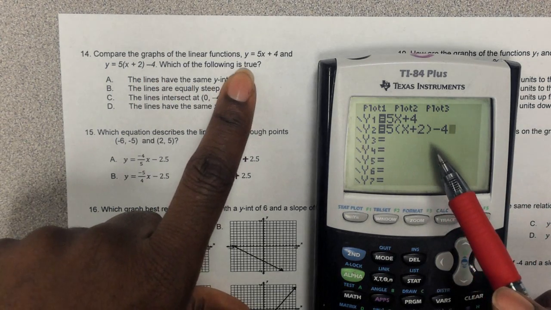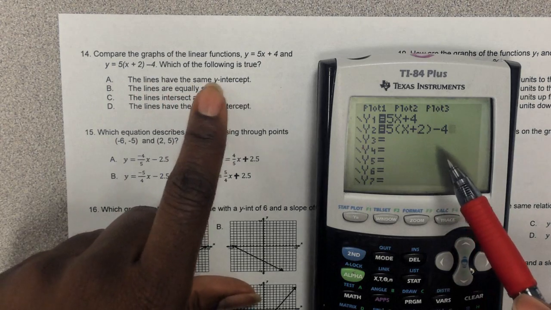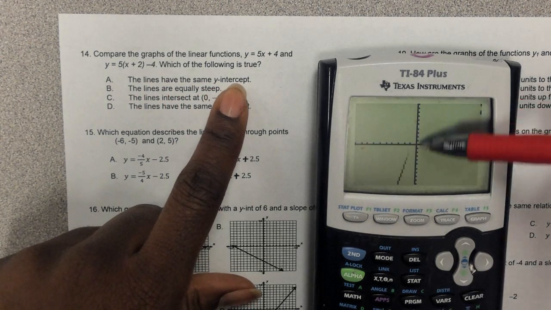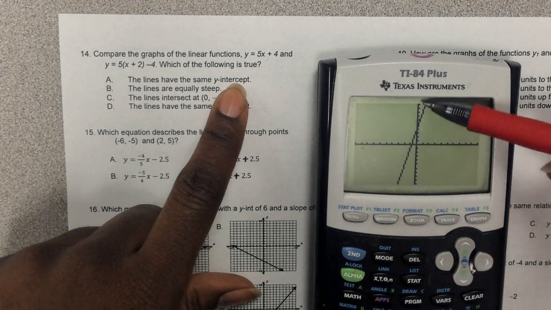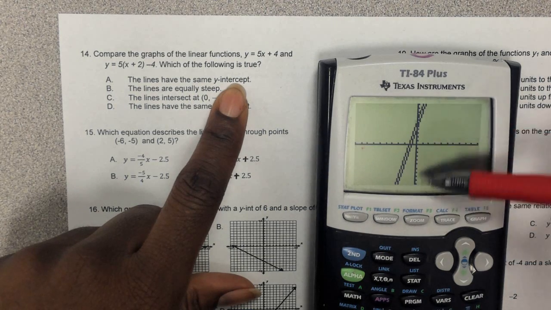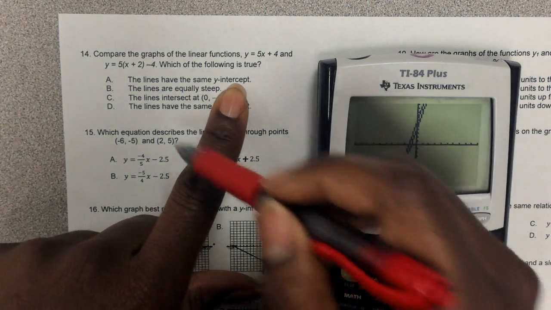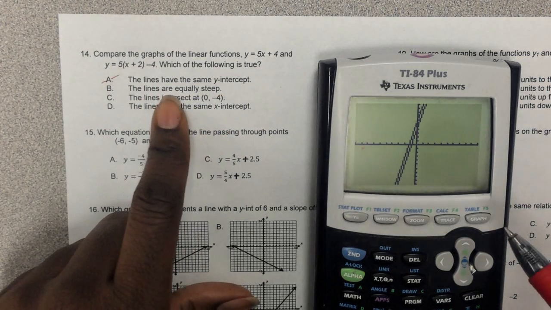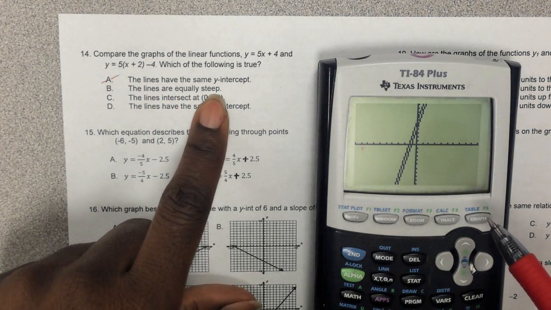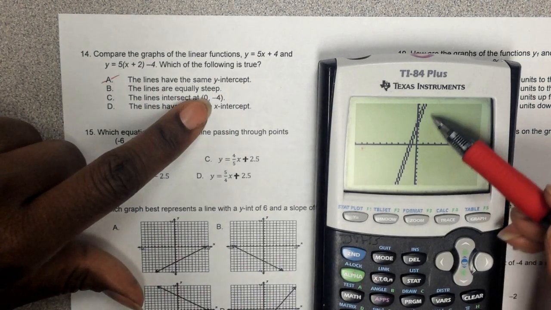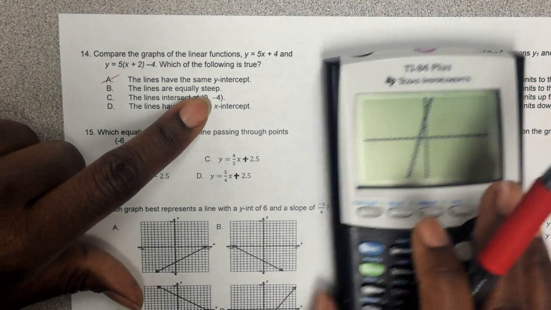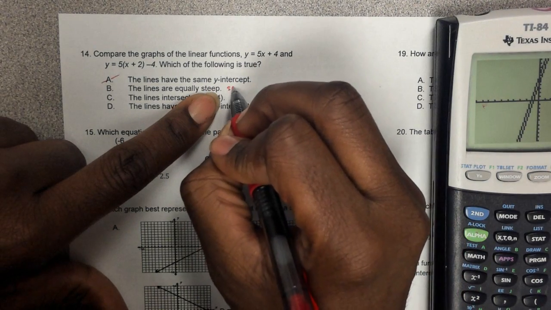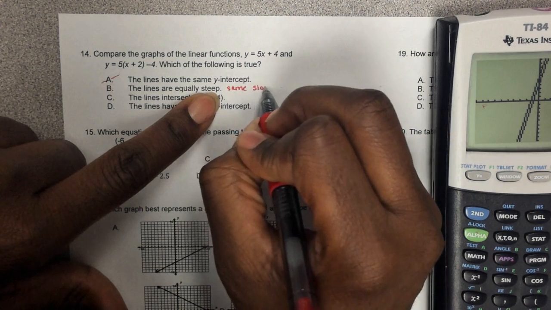Which of the following is true? Do the lines have the same y-intercept? Press graph and look at it. That means, do they cross in the same exact place on the y? No, they are different. So this one is not A. The lines are equally steep. Equally steep means like the hill is the same steepness. Equally steep also means same slope.